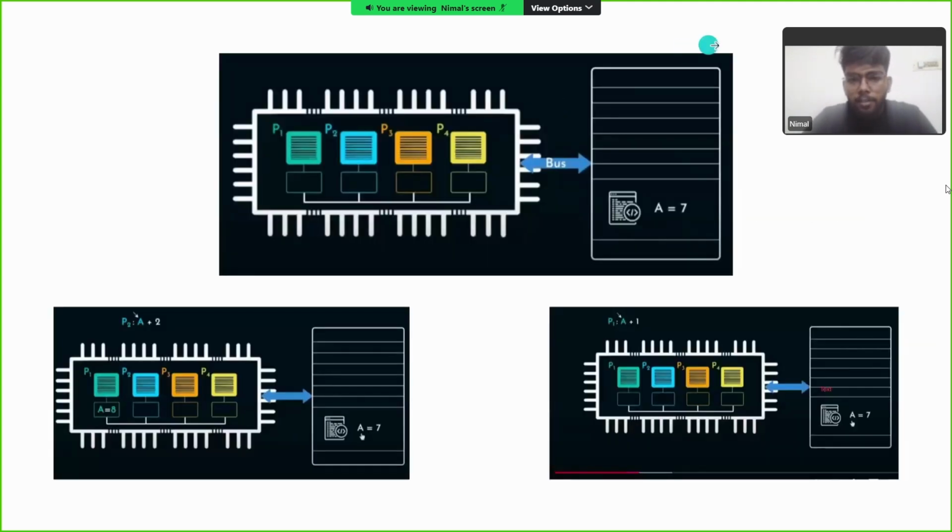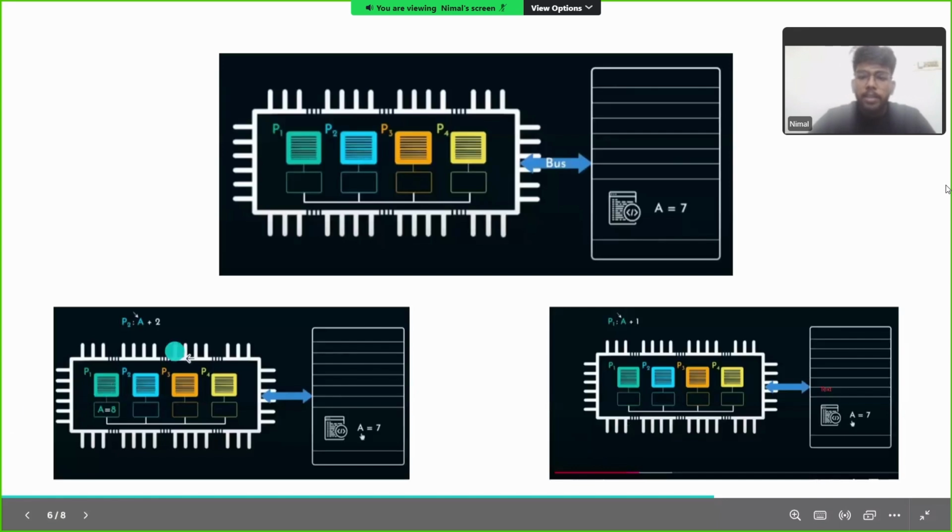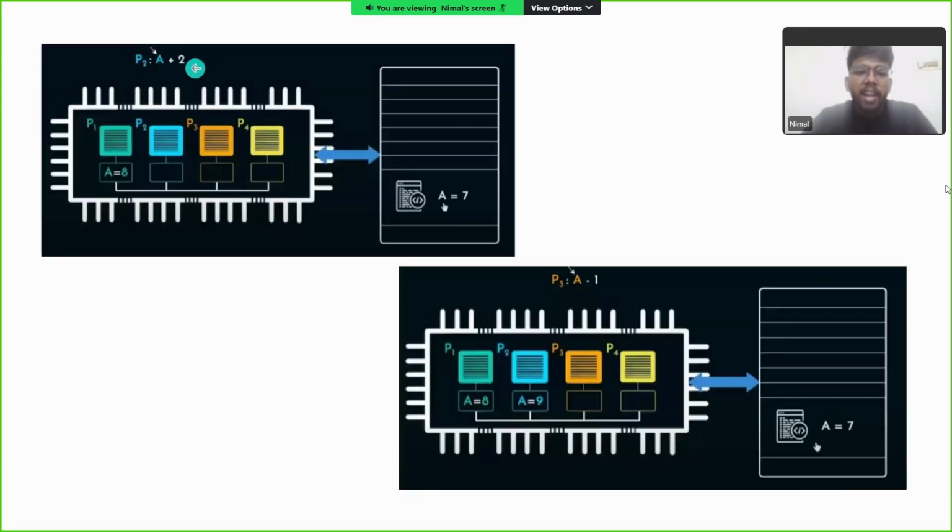So consider this is your multiple processors P1, P2, P3, and P4, and these boxes underneath are their personal caches. And this is the main memory from where we retrieve our data. And these processor units and the memory are connected through a common bus. So initially, processor one needs the data, it needs to access A, and it changes the value of A to 8 as shown over here. Then processor P2 gets the value of A and adds 2 to it and changes it to 9.